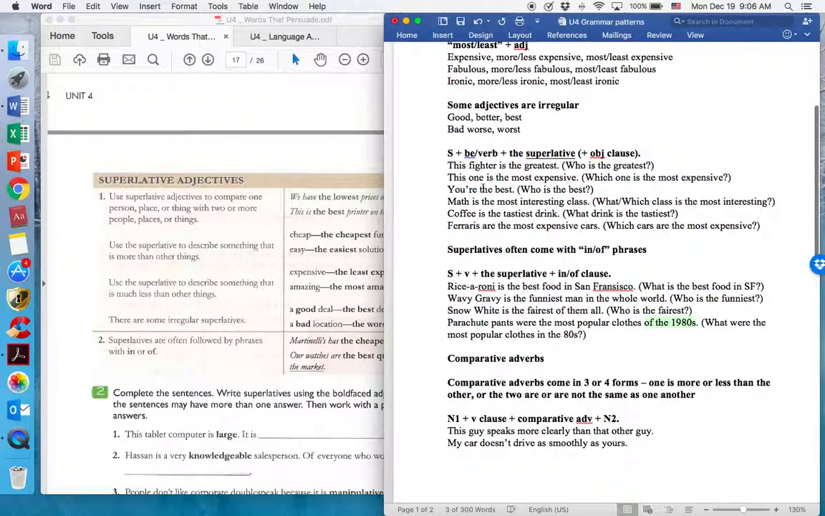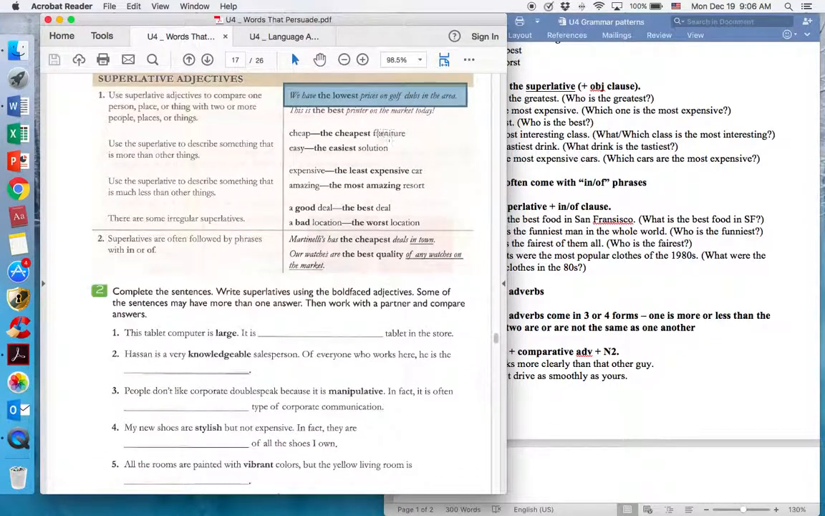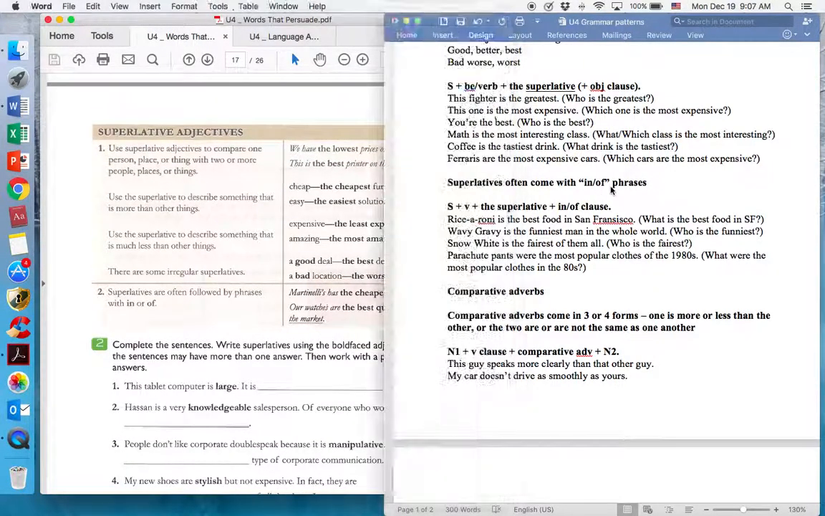As you see, superlatives are very often used with be verbs. Not always, but very frequently used with be verbs. Here we have, Martinelli's has the cheapest deals in town. Right? We have the lowest prices on golf clubs in the area. Very, very frequently used with be verbs.